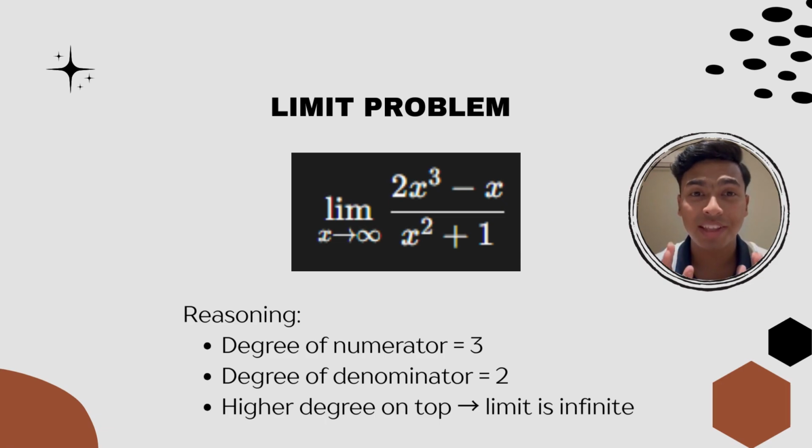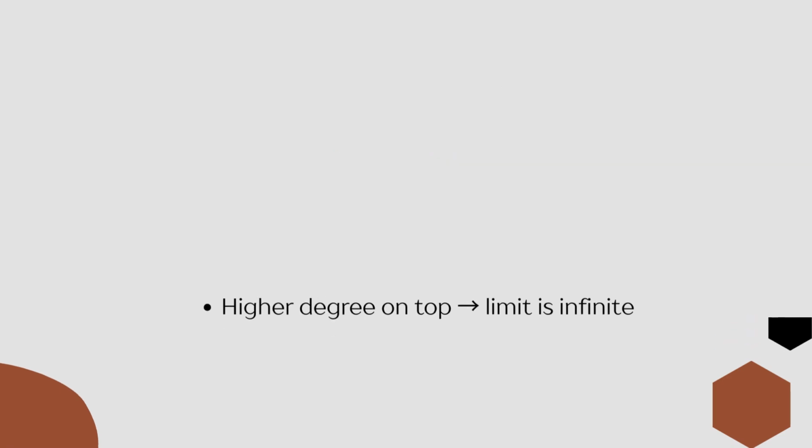Now, let's look at the limit problem that I'm assigned to solve. We want to evaluate the limit as x approaches infinity of the expression (2x cubed minus x) divided by (x squared plus 1). Before calculating, we first look at the degrees of the numerator and the denominator. The numerator has degree 3 and the denominator has degree 2.